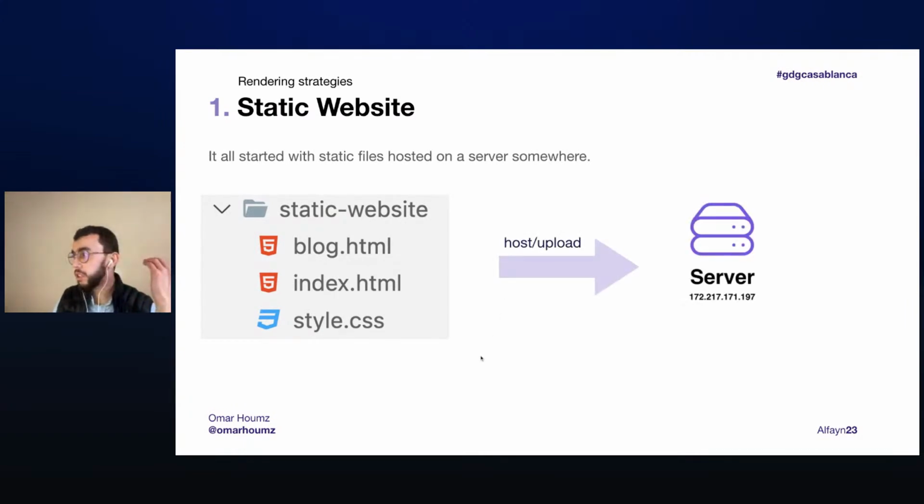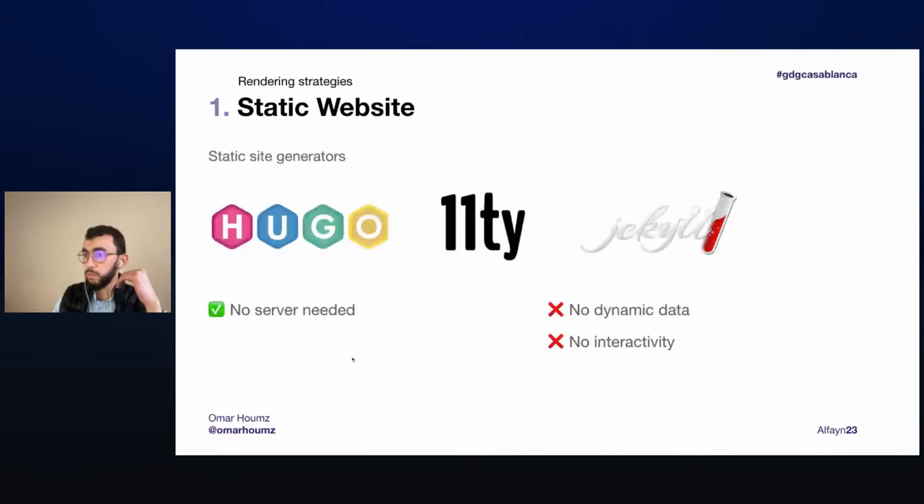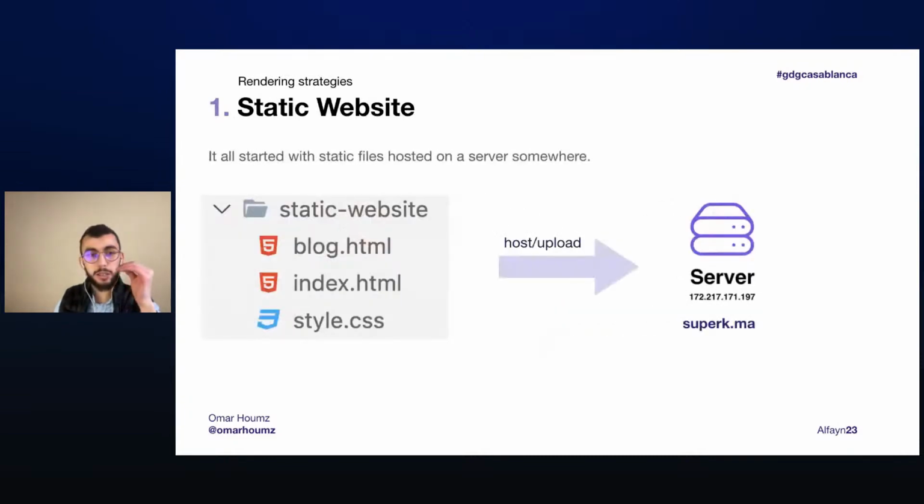How do we host this? We upload it to a server. We assign a domain and that's done. If we want to change, we modify the file and then we upload it. That's easy. Now that's the old way of doing things, is generating page by page by hand.